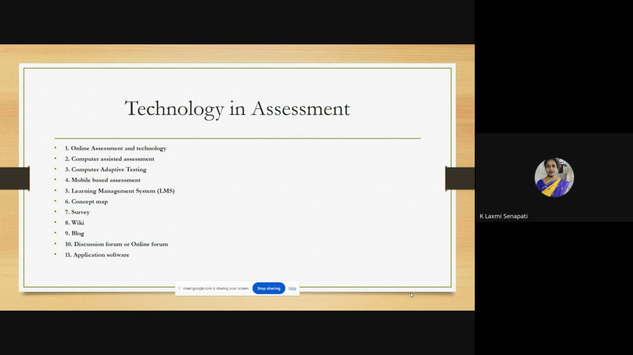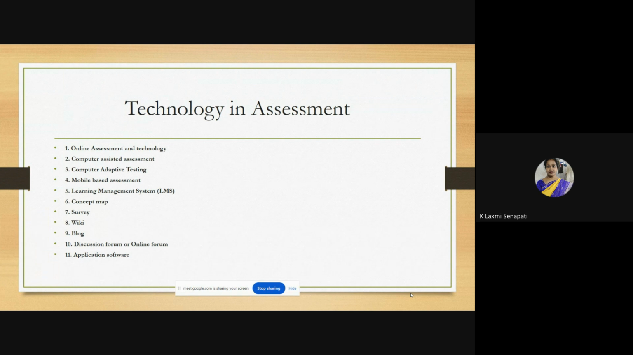Due to the technology, every exam is going on in online mode. Suppose you want to appear for any competitive exam; most competitive exams nowadays are going on through the online process. Suppose you want to appear for the NET exam, or for any job, that CBT test is there. Then computer assisted assessment.